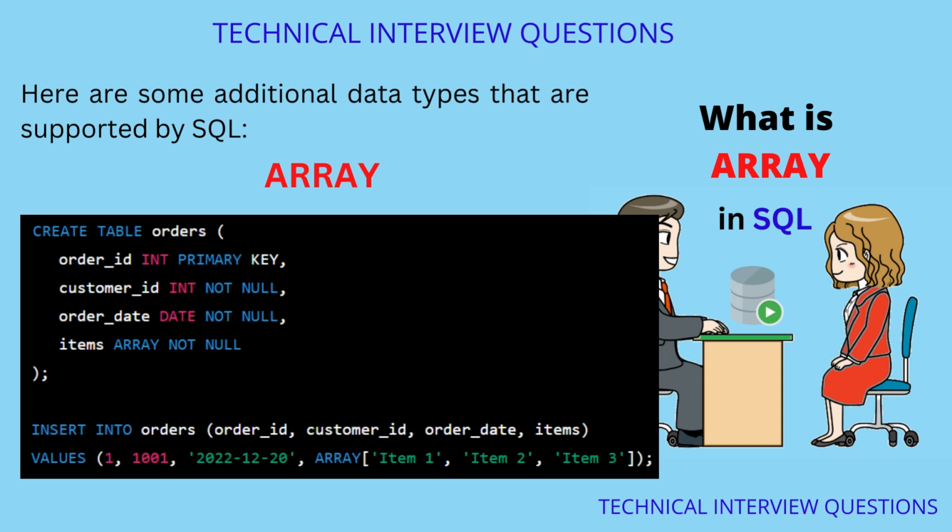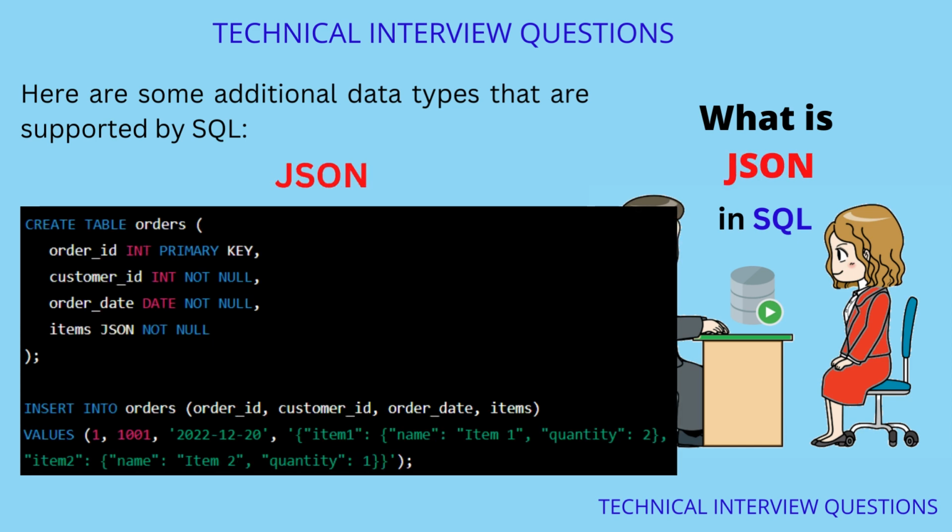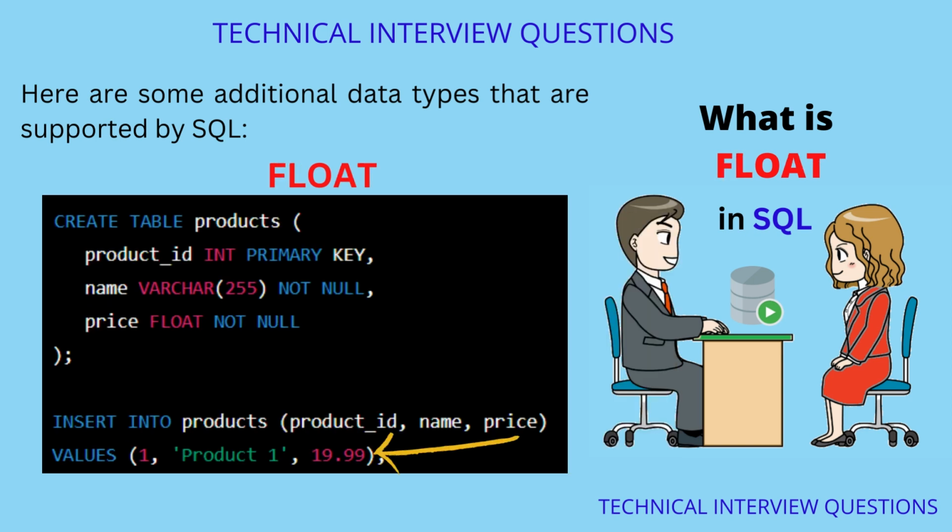JSON. This data type is used to store JavaScript object notation, JSON, data. JSON is a lightweight data interchange format that is used to transmit data between systems. Here, the items column is of type JSON and stores a list of items that were ordered as a JSON object. Float. This data type is used to store floating point numbers with a variable precision. Here, the price column is of type float and stores the price of the product as a floating point number.